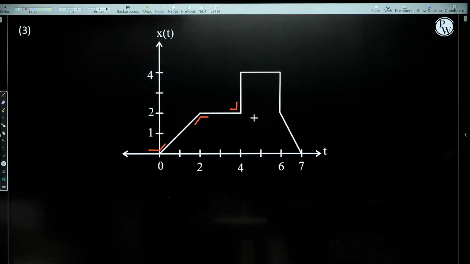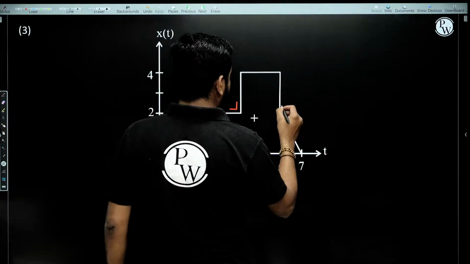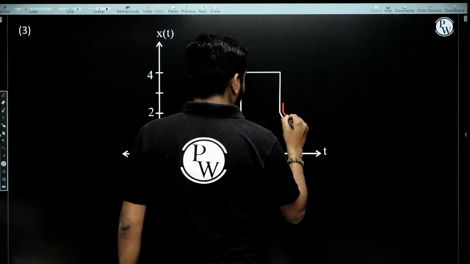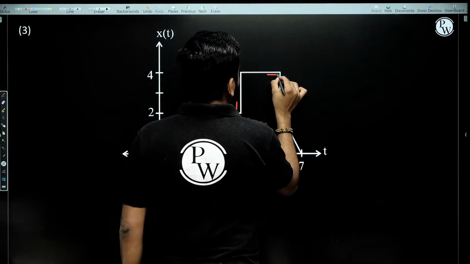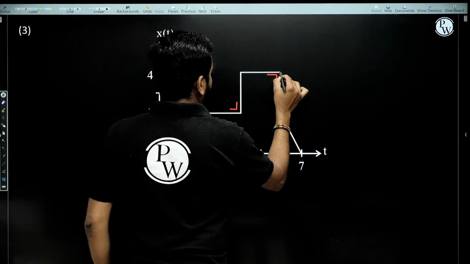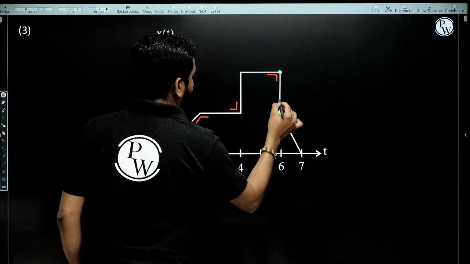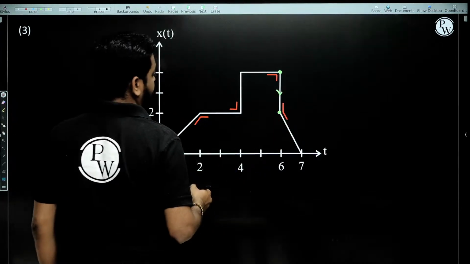Both. Very good. You are right, guys. Correct? So here you can see the linear change and sudden change. Here sudden change in amplitude from 4 to 2, guys, and linear change is also present.